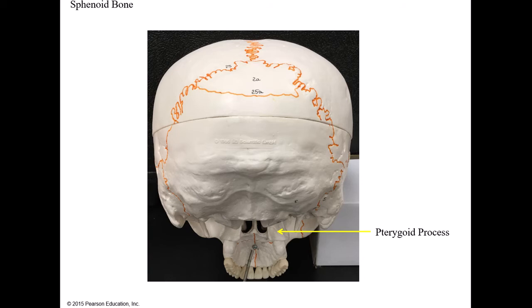So the downward projection we can see from the posterior view on the underside, this piece of bone coming down right here and right here are the pterygoid processes. And then you'll see there's two plates. This is the medial plate of the left pterygoid. Here's the lateral plate of the right pterygoid.